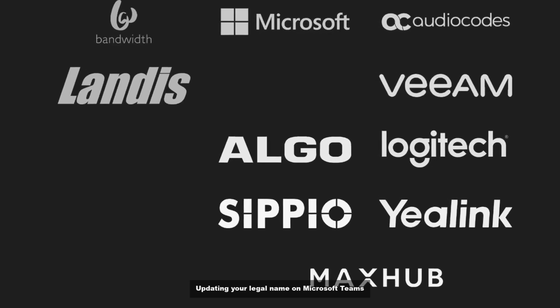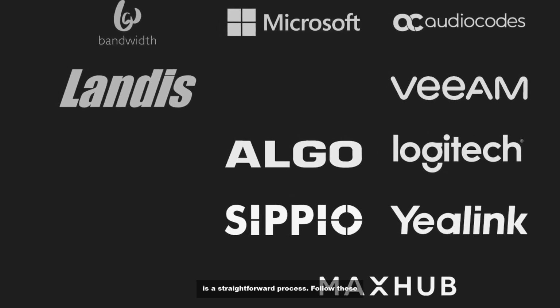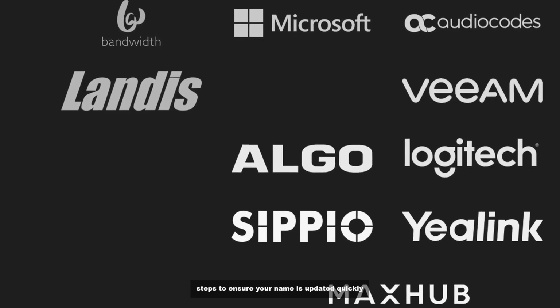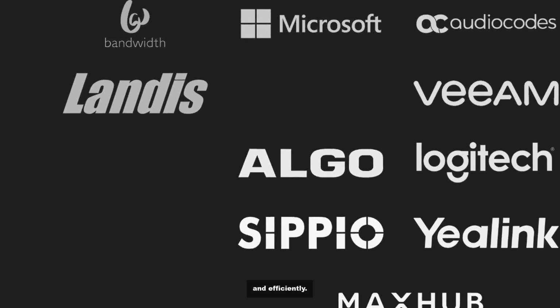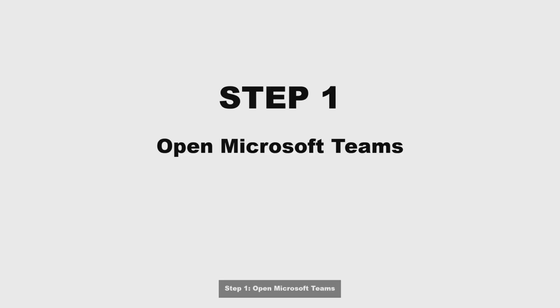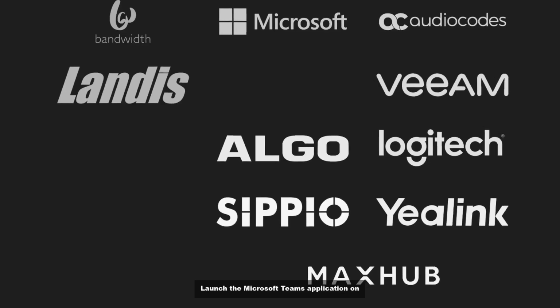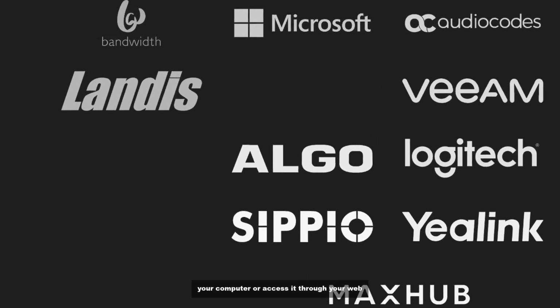Updating your legal name on Microsoft Teams is a straightforward process. Follow these steps to ensure your name is updated quickly and efficiently. Step 1. Open Microsoft Teams. Launch the Microsoft Teams application on your computer or access it through your web browser.